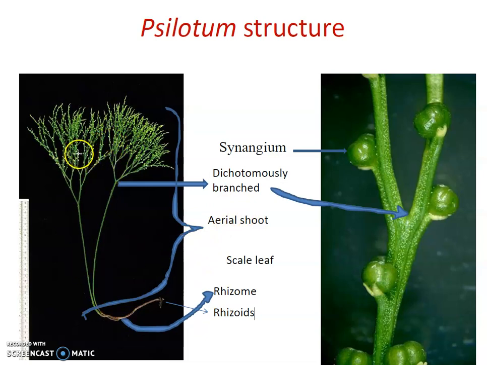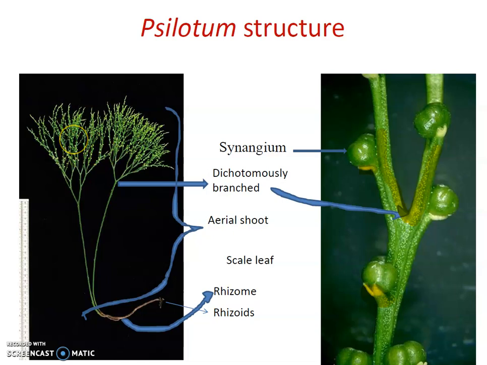Here there are very small leaves present called scaly leaves. These are the scaly leaves, and the stem is dichotomously branched. Dichotomously branched means the main branch is divided into two branches. They again branch dichotomously, and the stem is green in color.